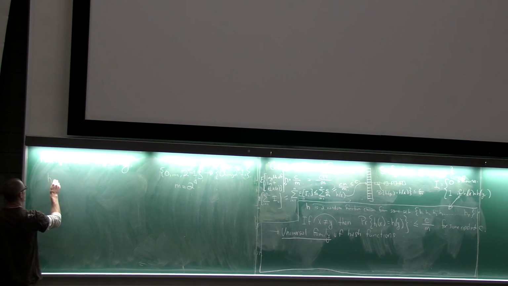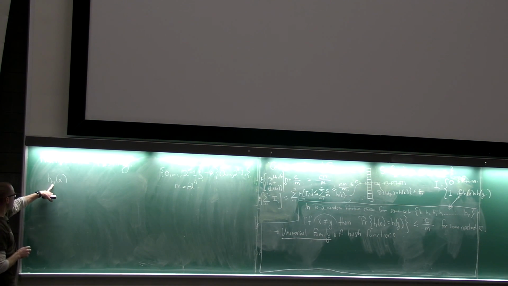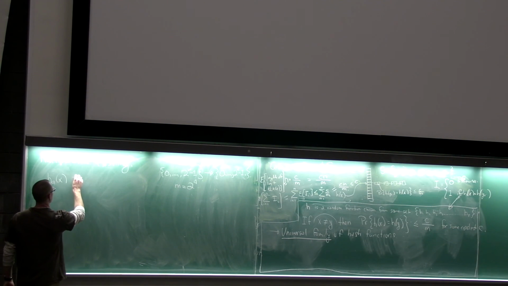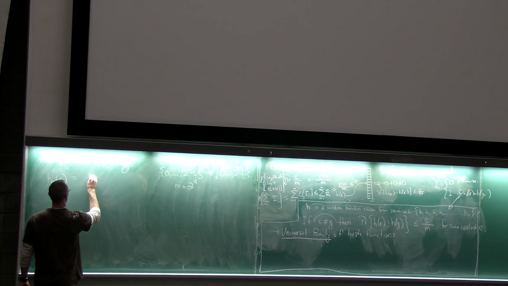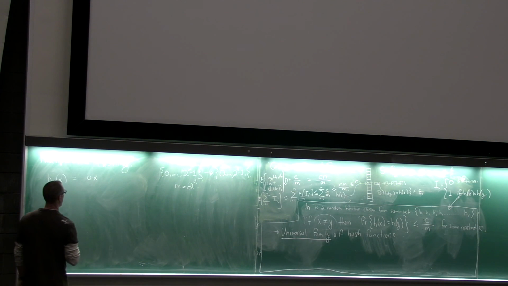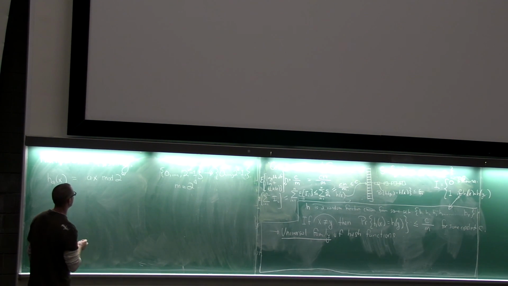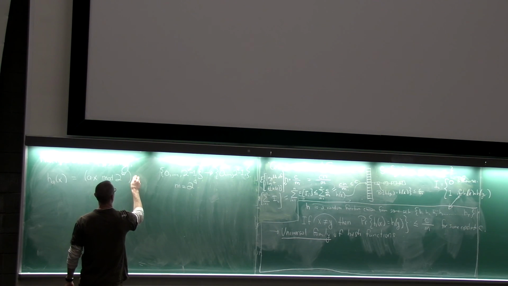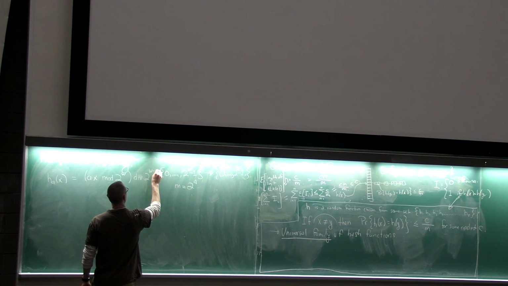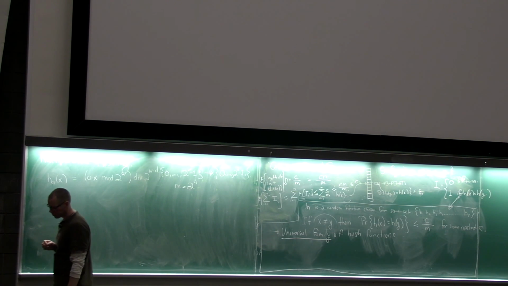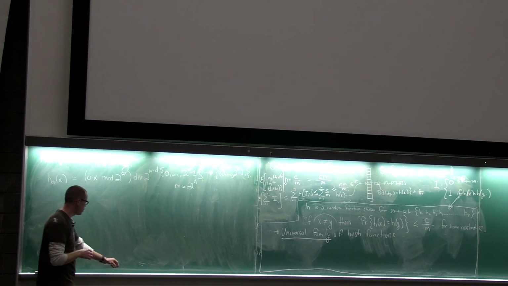And then the hash function looks like this. So the hash function is parameterized by some value of a. And you take a, and you multiply it by x, and you take that mod 2 to the w, and then you do an integer division by 2 to the w minus d. So that's the hash function, h_a of x.